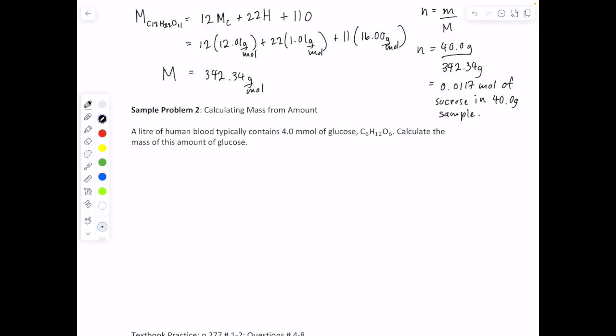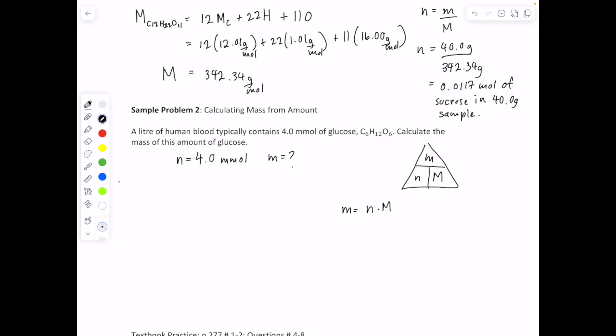Similarly, we can do a sample problem where we calculate the mass from an amount. A liter of human blood contains 4.0 millimoles of glucose, C6H12O6. Calculate the mass of this amount of glucose. With the equation triangle, we can find the mass by multiplying the number of moles times the molar mass.